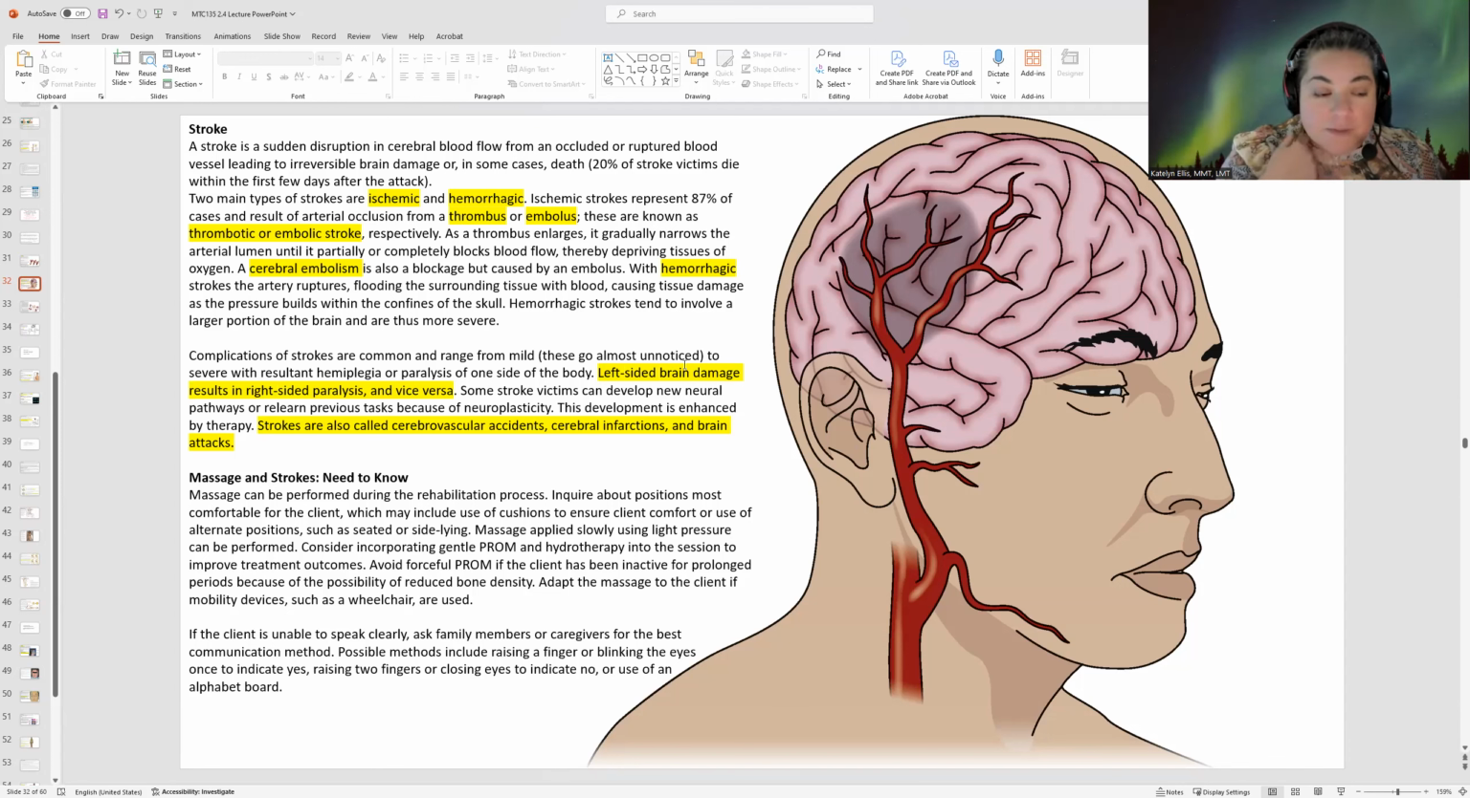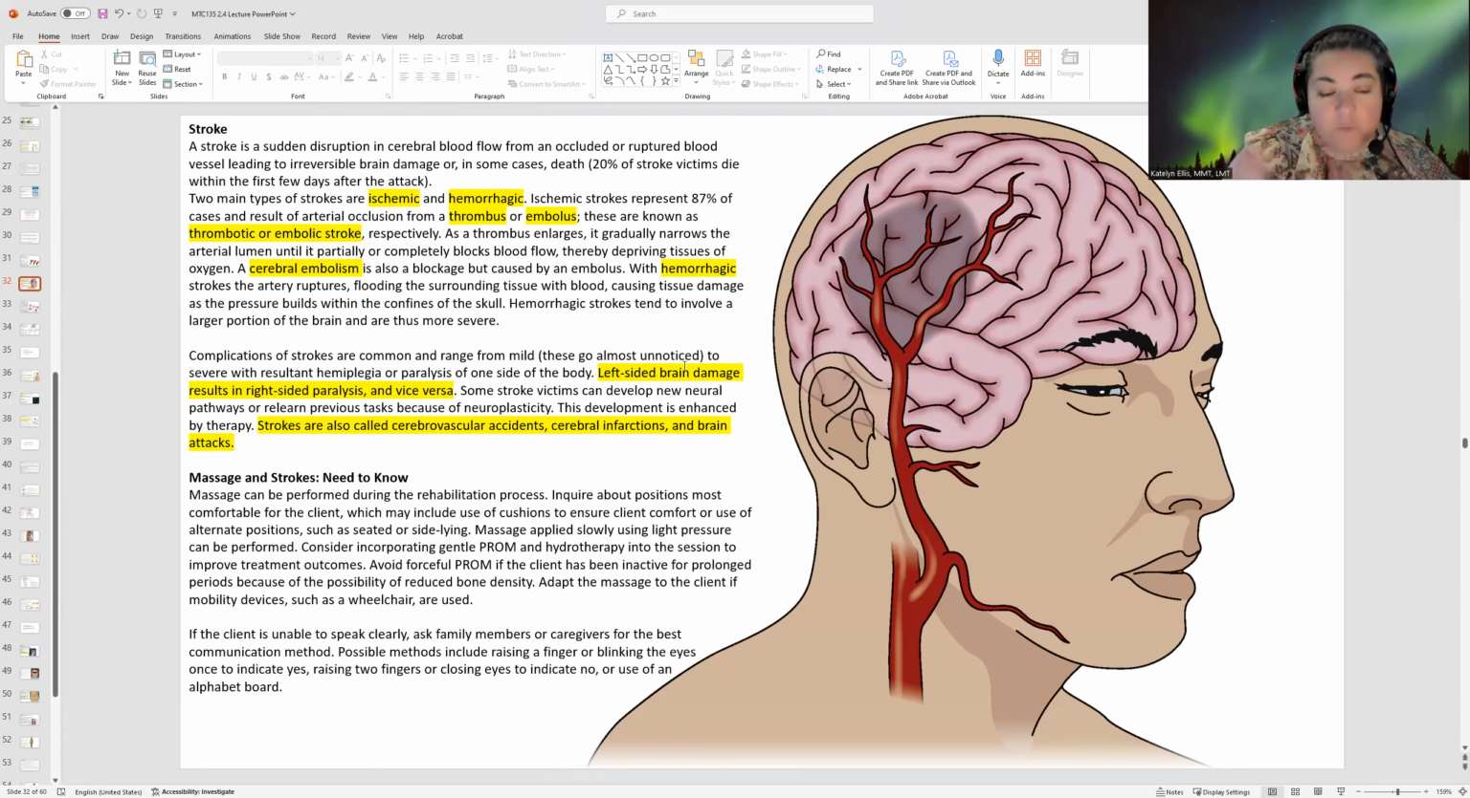Now, you can perform a massage during the rehabilitation process. Just like part one, we need to inquire about positions that are comfortable. We might need to get creative with how our clients are laying down. You need to use slow, light pressure, gentle passive range of motion, and they do suggest hydrotherapy to improve treatment outcomes. There is some research on the next page to help you out with that.